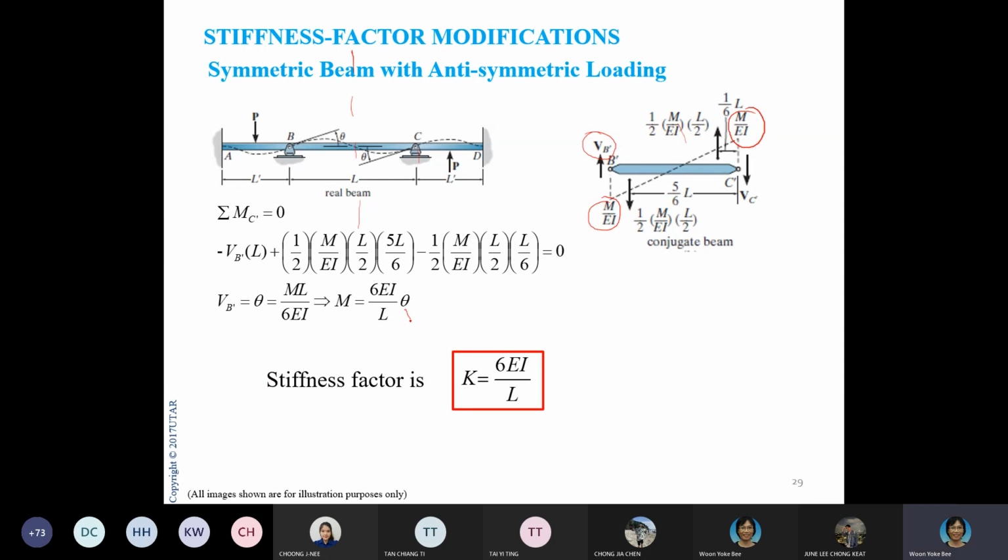Once you get your VB prime, this is your theta, then you find that the modified factor is 6EI over L. So if you really want to do this, same thing, we are only doing half the beam instead of the full beam. But only if you're using this. If you're using the traditional 4EI over L, or 3EI over L, in this case just 4EI over L, then you need to do all the joints, A, B, C, and D. Don't do halfway. Halfway you cannot use 4EI over L. Any questions so far?